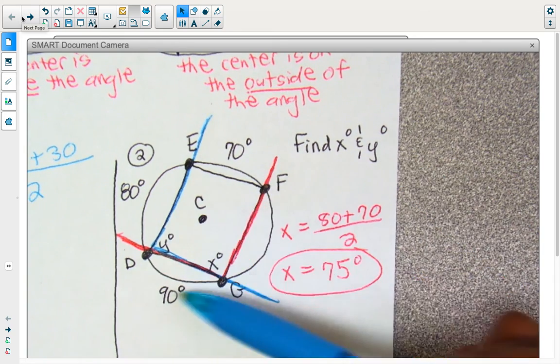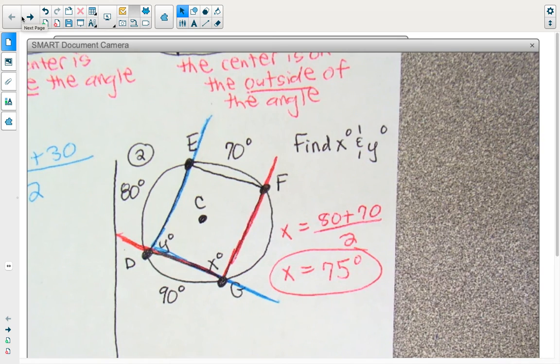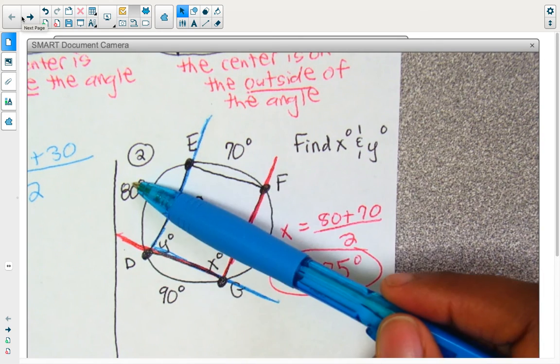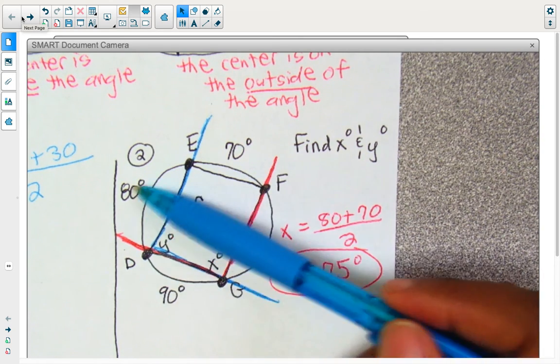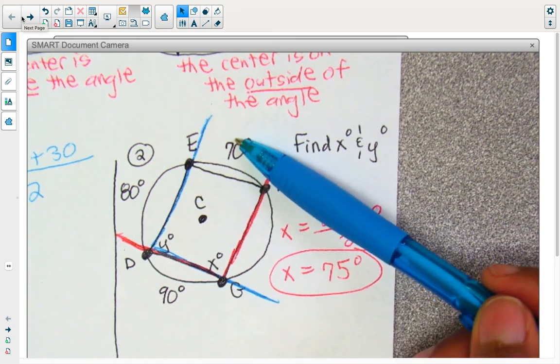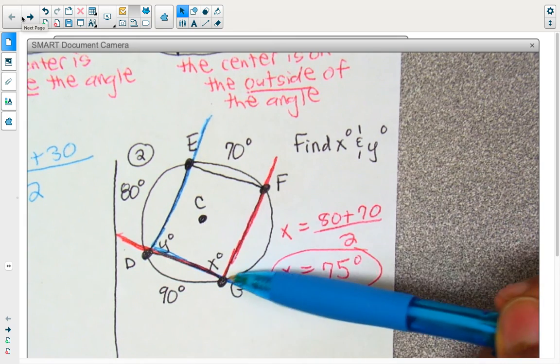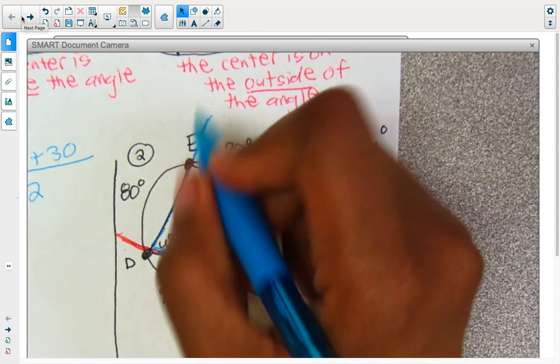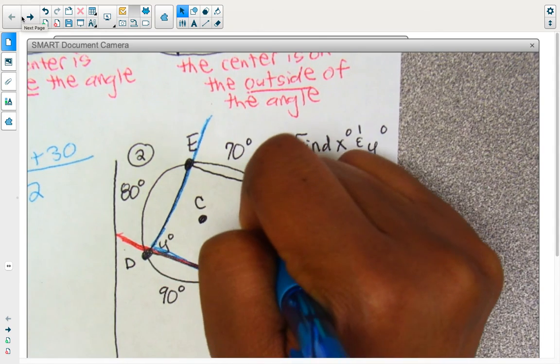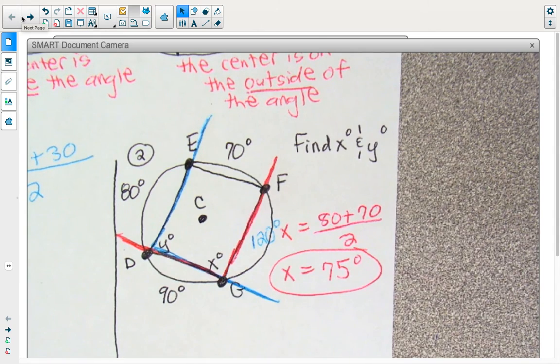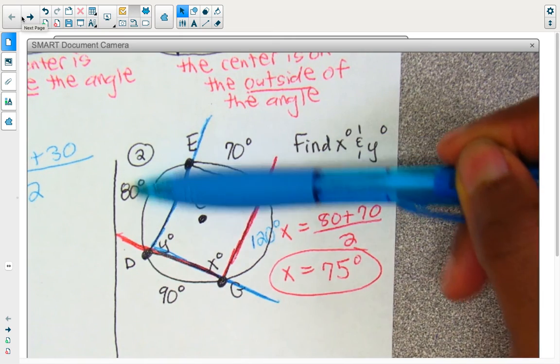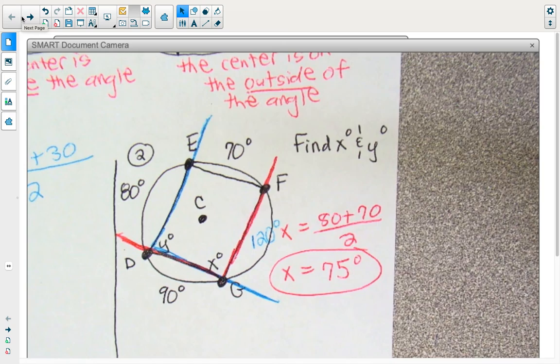So the degrees in a circle are 360 degrees. If this is 70, this is 80, this is 90, I can add these 3 up and subtract from 360, and it'll give me the measure of arc FG. And arc FG is 120 degrees. So that was not given to us. That's something that we had to find. 70 plus 80 plus 90, added up, subtract from 360 will give me my missing arc.